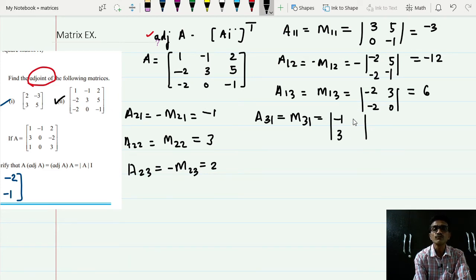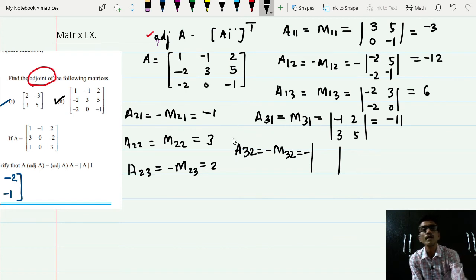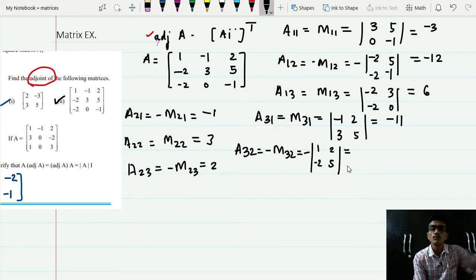Third row and first column: -1, 3, 2, 5. What is the expansion? -5 and -6, -11. A32 is equal to minus of M32, which is minus of the determinant of third row and second column: 1 minus 2, 2, 5. So what will be the expansion here? -4 and -5, so it is -9.